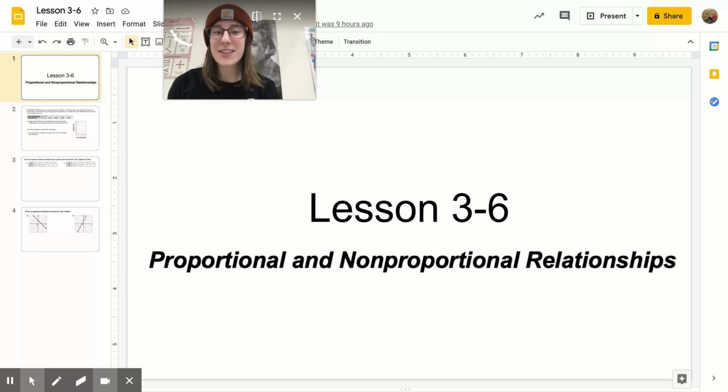So today's lesson is going to be on lesson 3.6, proportional and non-proportional relationships. When you're thinking about a proportion, it's comparing two different things. So when you're talking about a relationship, it's when you're comparing those two things and you see how they work together.